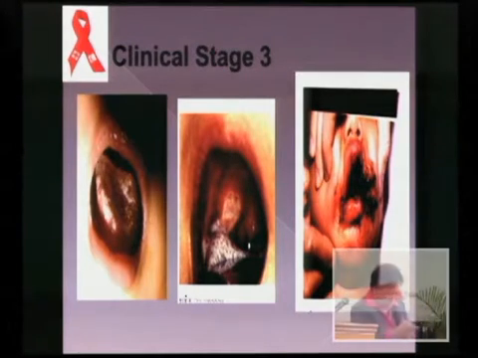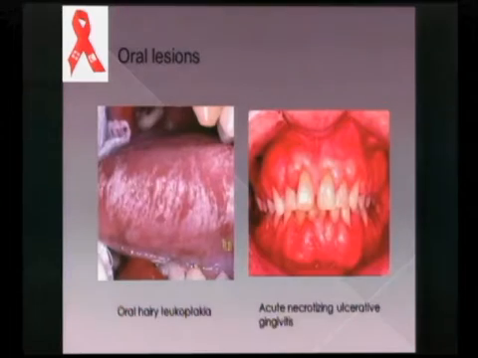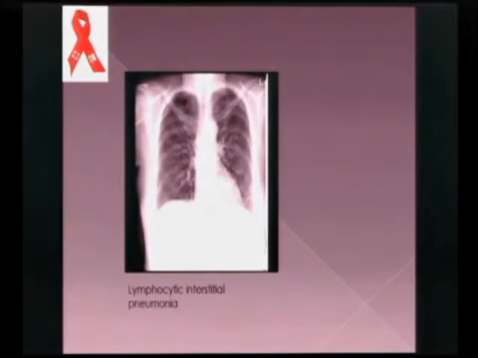So this is a child who presents with candidiasis, and this one with orofacial herpes infection, which is usually chronic in nature. This is a child with oral hairy leukoplakia, and this is with acute necrotizing ulcerative gingivitis. This just shows you an X-ray picture of a child with lymphocytic interstitial pneumonia.